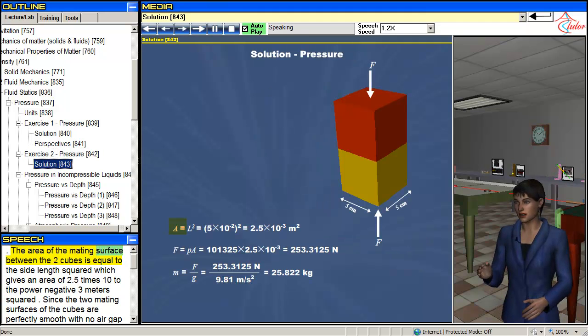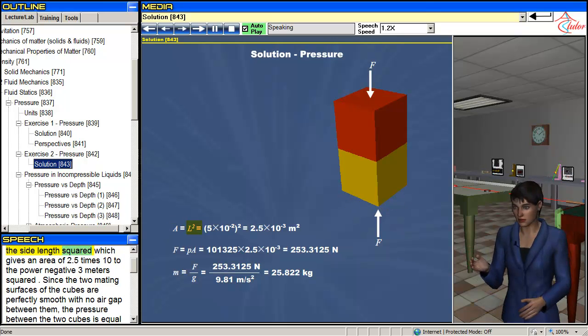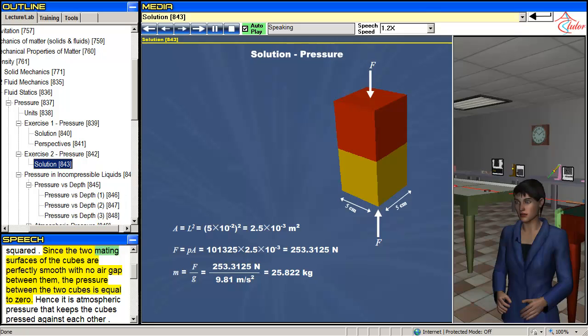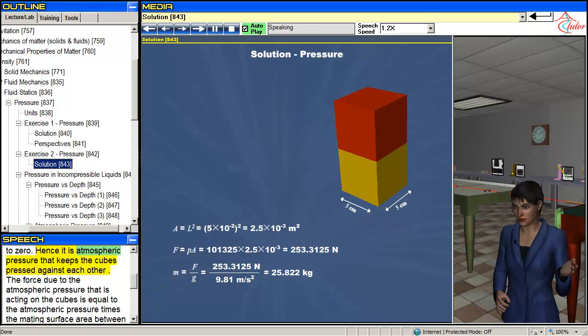The area of the mating surface between the 2 cubes is equal to the side length squared, which gives an area of 2.5 times 10 to the power negative 3 meters squared. Since the 2 mating surfaces of the cubes are perfectly smooth with no air gap between them, the pressure between the 2 cubes is equal to 0. Hence it is atmospheric pressure that keeps the cubes pressed against each other.